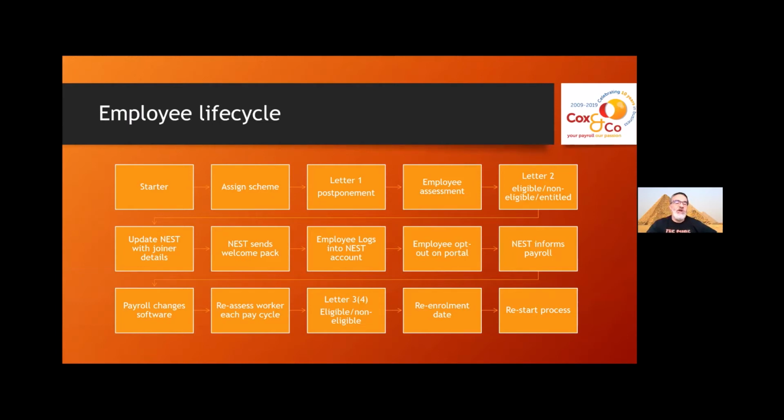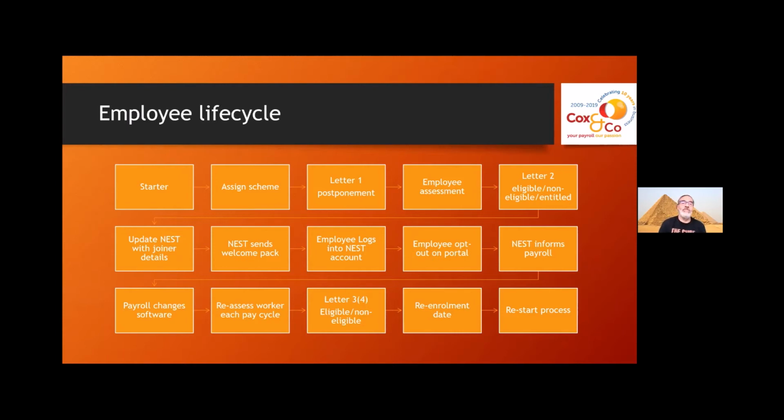So we've got a starter, and I've tried to identify the key points in time at which something happens, and I'll briefly describe that something, and hopefully it'll make some sort of sense to someone who's looking at a worker coming into the business and how it will work. So the first thing that I've got there is assigning a scheme.